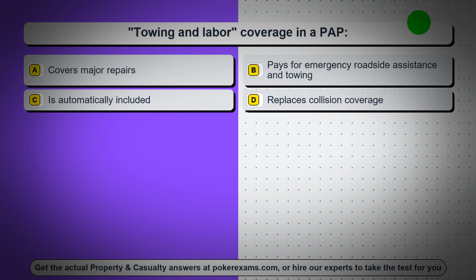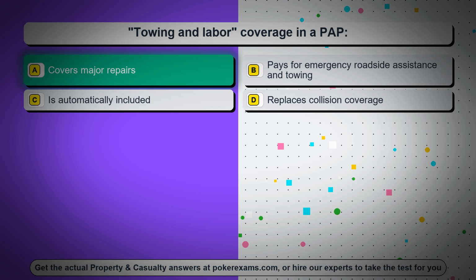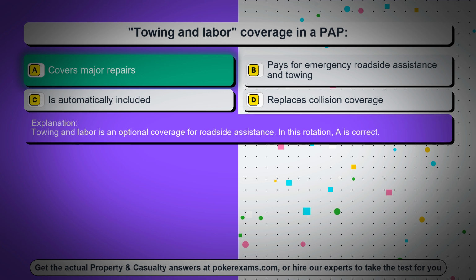Question 90. Towing and labor coverage in a PAP. Option A covers major repairs. Option B pays for emergency roadside assistance and towing. Option C is automatically included. Option D replaces collision coverage. The correct answer is option A, covers major repairs. Towing and labor is an optional coverage for roadside assistance. In this rotation, A is correct.